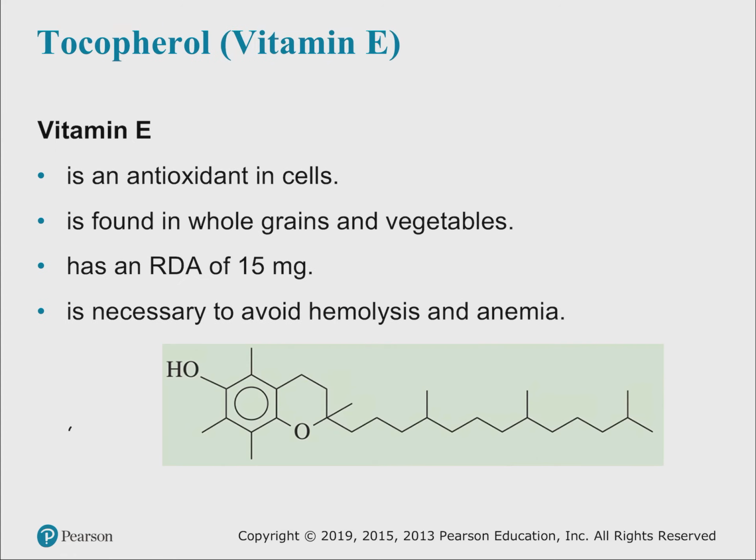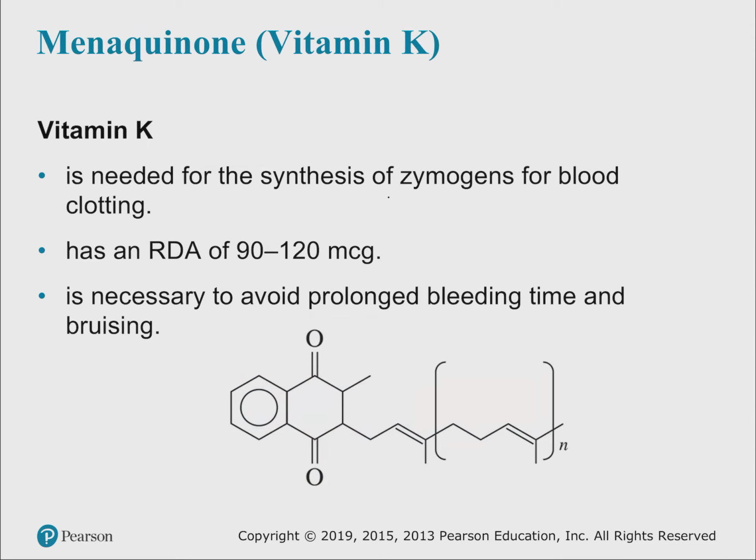Here's vitamin E, and again, it's an antioxidant. That means that it's a kind of sacrificial molecule. If something is going to get oxidized, it's better for this to get oxidized than something more important. It also has a role in avoiding hemolysis and anemia. And vitamin K here is needed for the synthesis of zymogens for blood clotting. So zymogens, remember, are precursor proteins, precursor enzymes, having to do here with blood clotting.